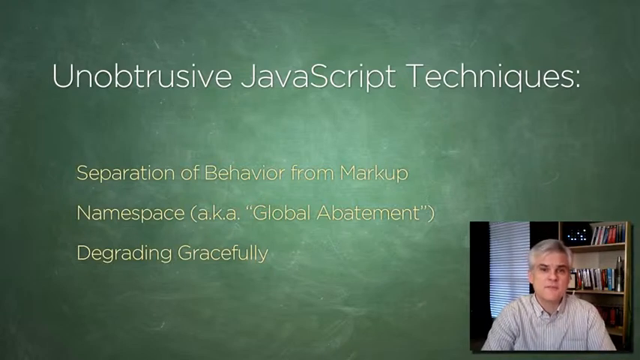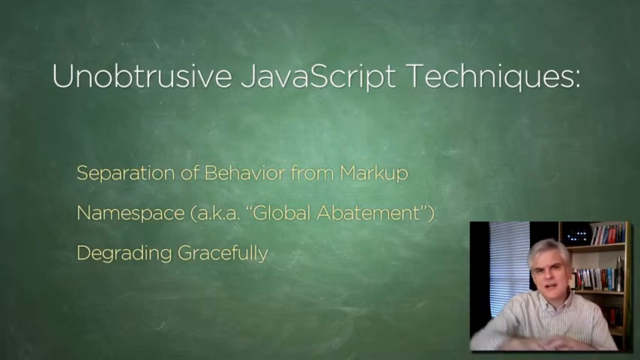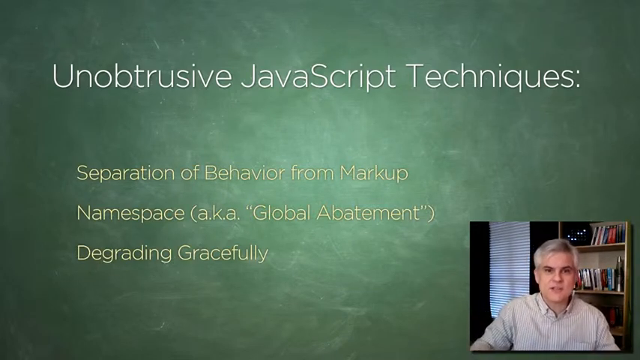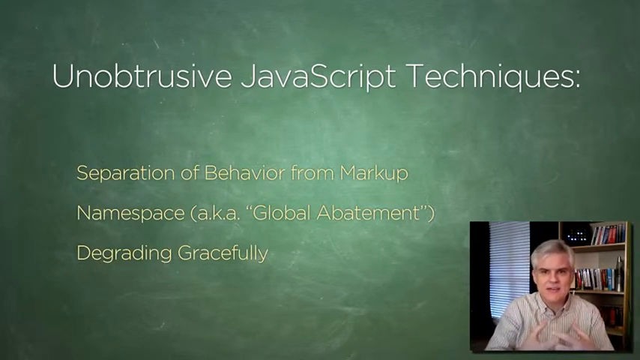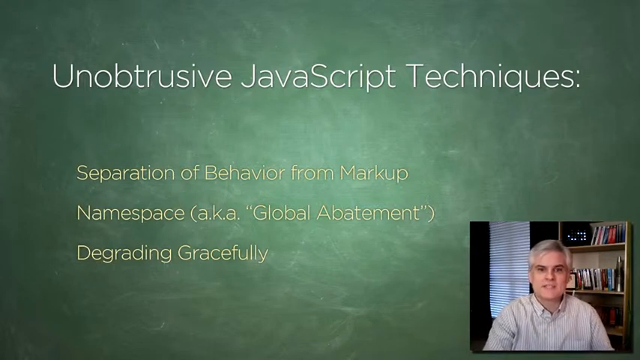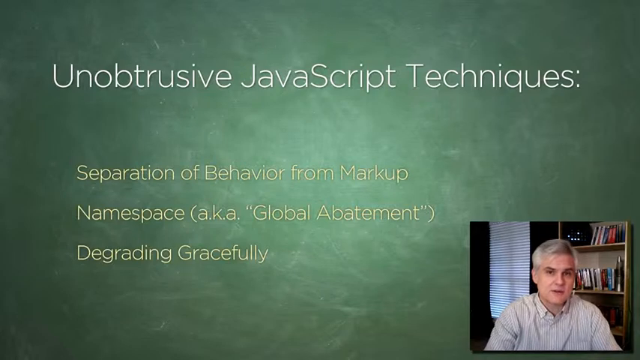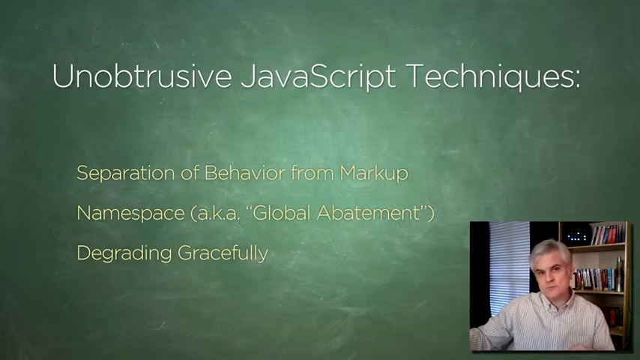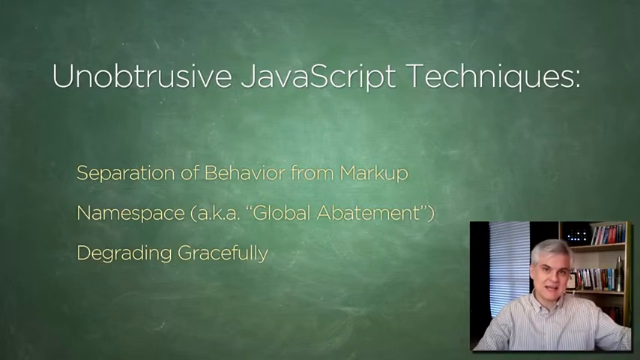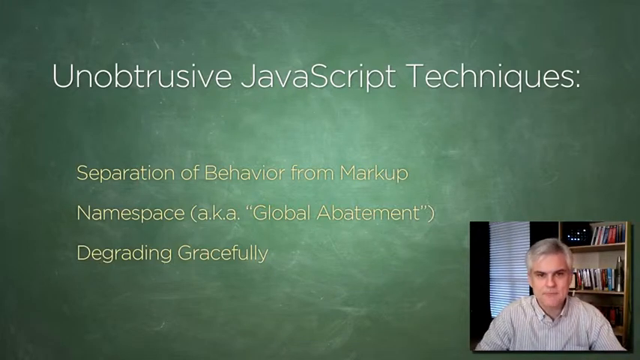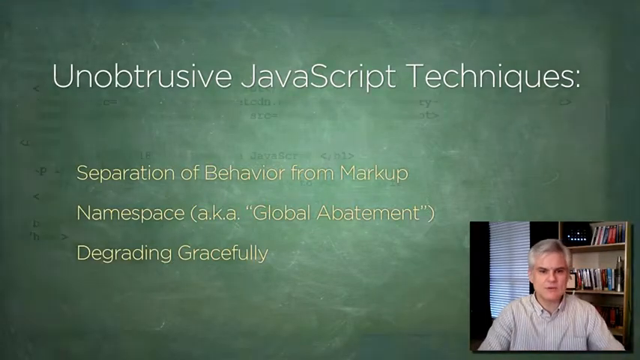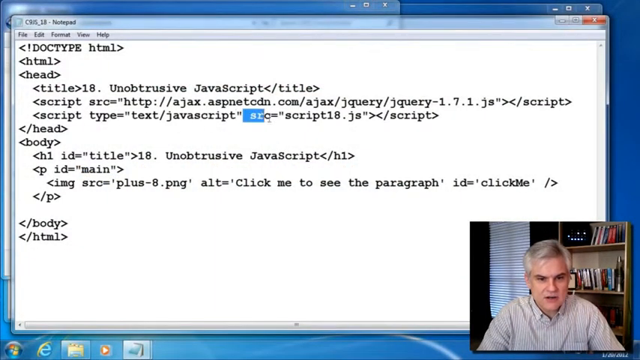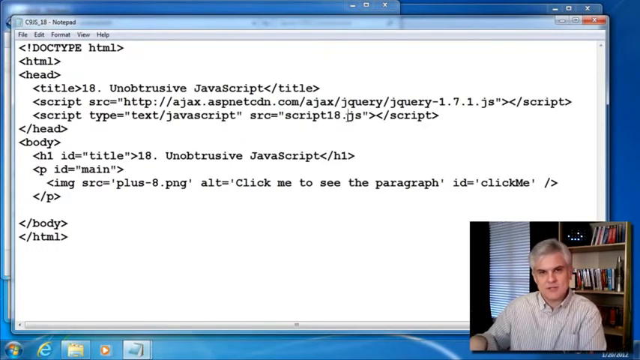So the separation of behavior from markup, we've already talked about this, how we should keep our JavaScript and our HTML in separate files, in separate places. Otherwise, the HTML and the JavaScript all get tangled together. And I've used this term, separation of concerns, before. It's a programming term. It's the first step towards writing unobtrusive JavaScript by keeping the behavior in its own files and the content or the markup in its own files, and so on. So we're not going to go into that in any more depth. We're already doing that whenever we use the src equals script18.js, for example. We're keeping that JavaScript in its own file.